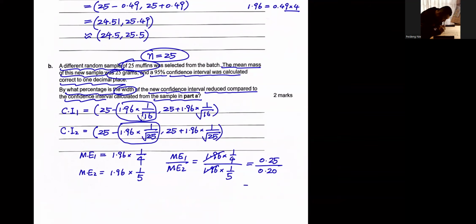Which means if you multiply everything by, say, convert everything into out of 100, you could actually get 1.25 divided by 1.00. So in my opinion, it has reduced by, let's say, 20% compared with the first one, okay? Actually, it's not quite like that.